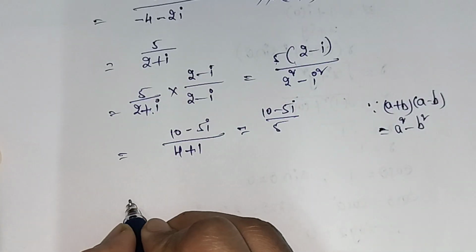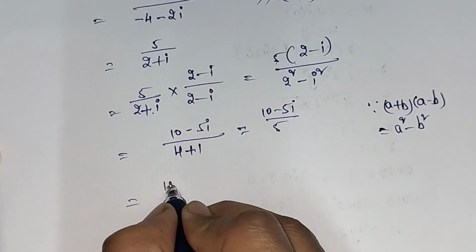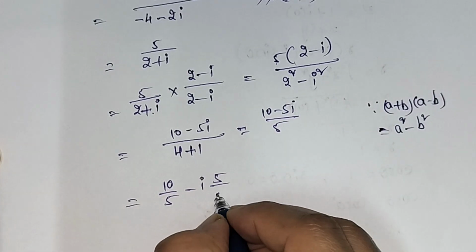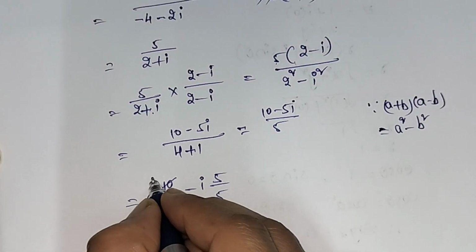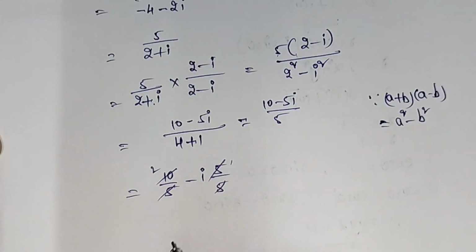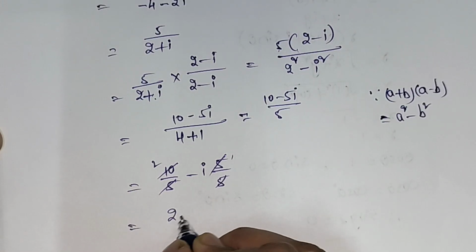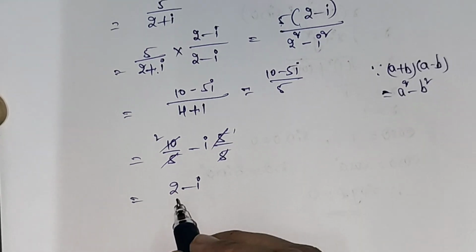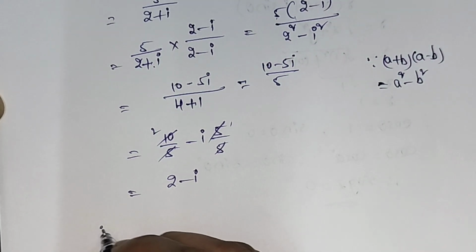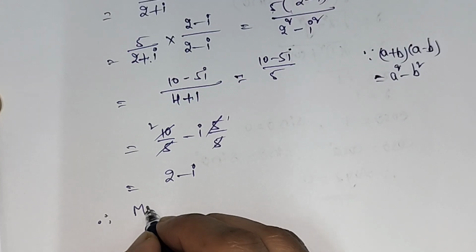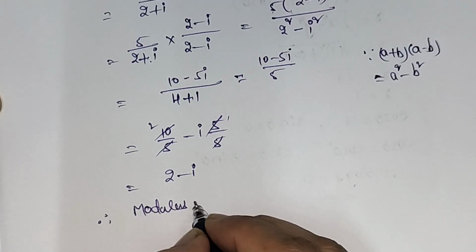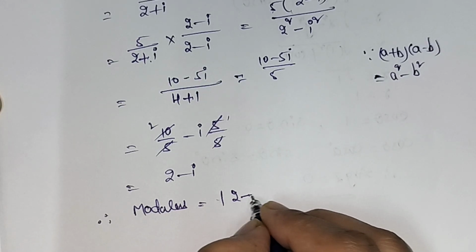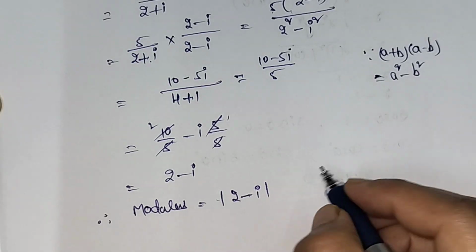Now divide the denominator separately: 10 by 5 minus i into 5 by 5. 5 twos are 10, 5 ones are 5. That is 2 minus i. For this we can find the modulus value. Therefore, modulus is equal to the modulus of 2 minus i.